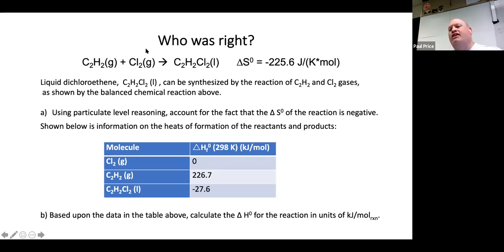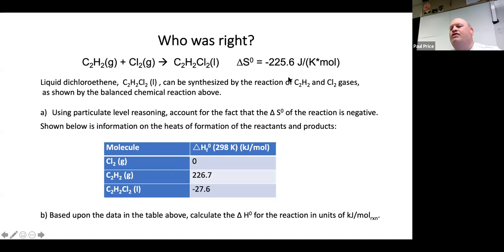Look at the reaction right here. We're told that delta S naught is negative. And the first question here is, how could we say that with particulate level reasoning? Well, notice here in the original situation, we have all these particles moving around as a gas. And as a gas, they're dispersed throughout the entire container. And then they get condensed down to a liquid where they can't disperse or send their energy throughout the container as much. And as a consequence of that, on a particulate level, the entropy is negative.